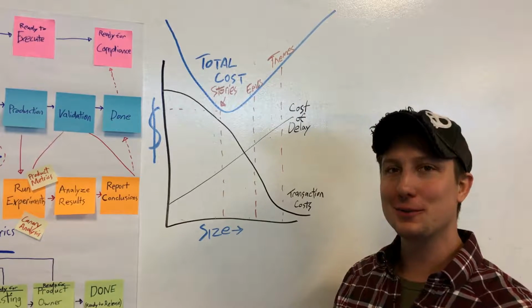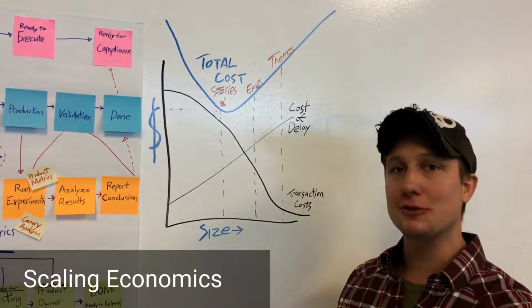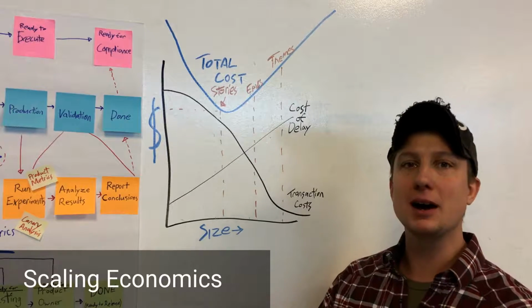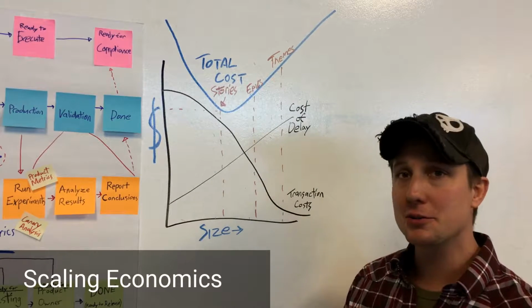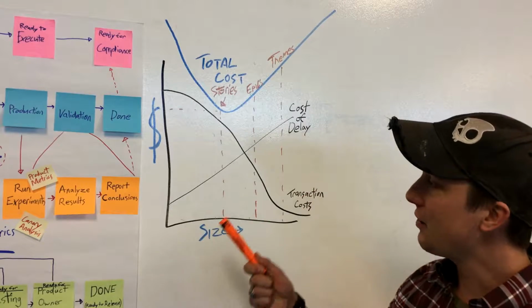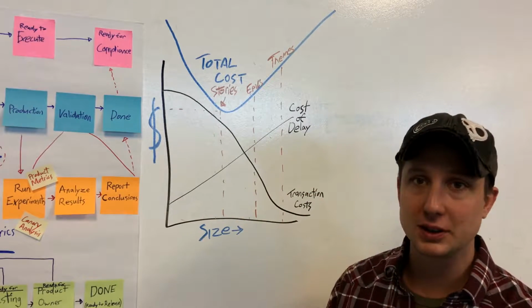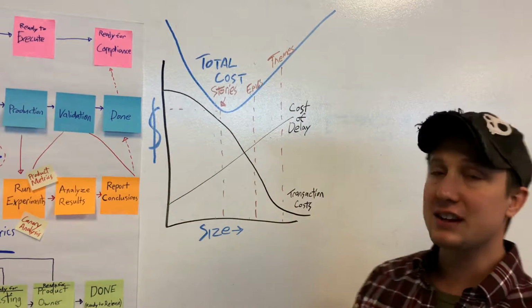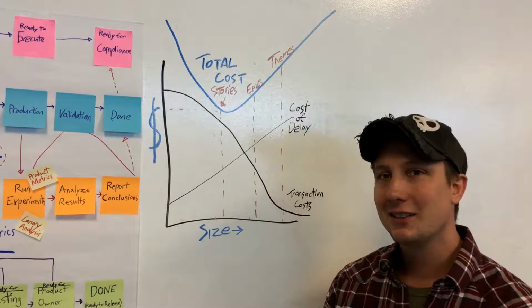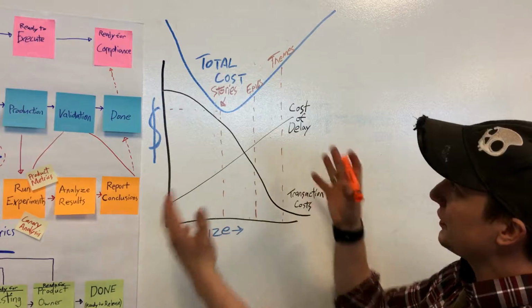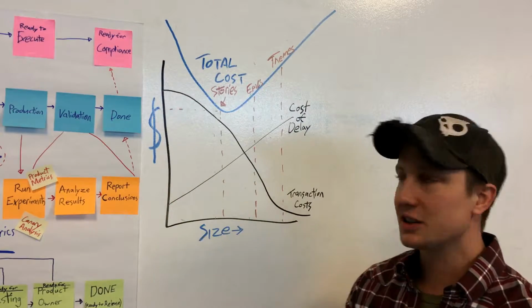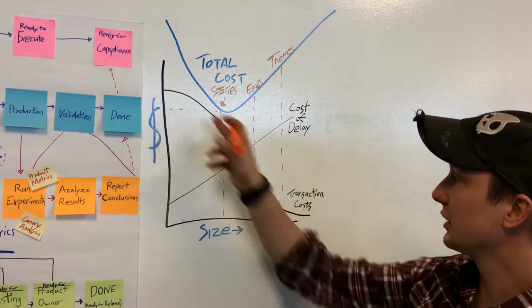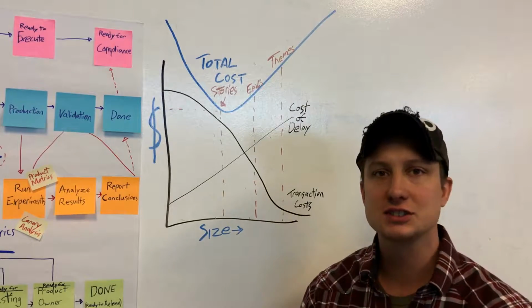Now, before we start digging into the actual workflows that optimize economic flow, I owe you an explanation of how the economics work in the first place. You may recognize this economic batch size equation that is kind of a generic one, where there is a clear trade-off between cost of delay and transaction costs.